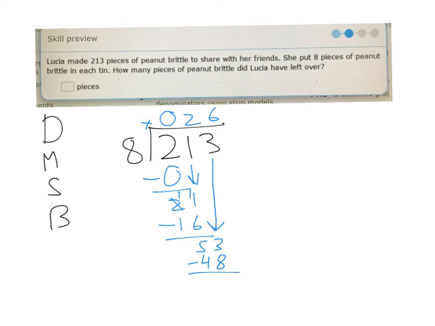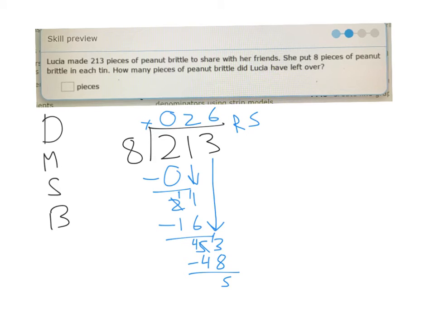Subtract. 53 minus 48, borrow. 13 minus 8 is 5. 4 minus 4 is 0. Bring down. Nothing left to bring down. Yep, we can't take 8 out of 5, so we're on the right track. Our remainder is 5.